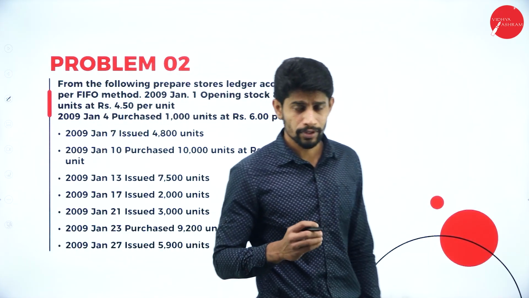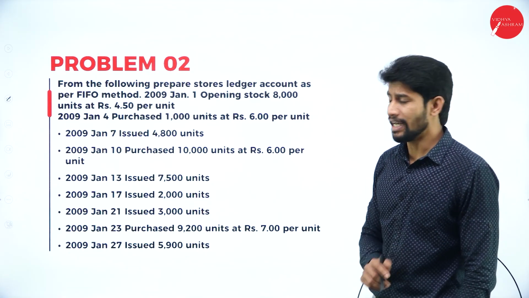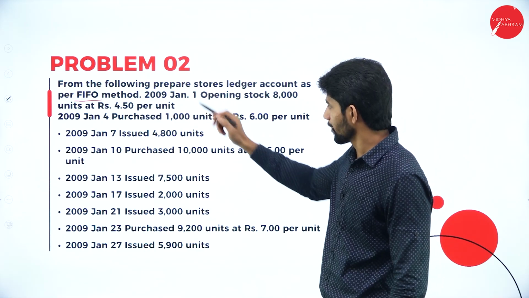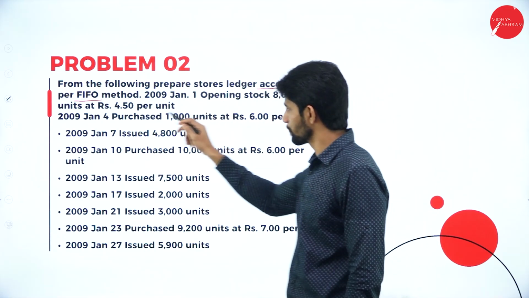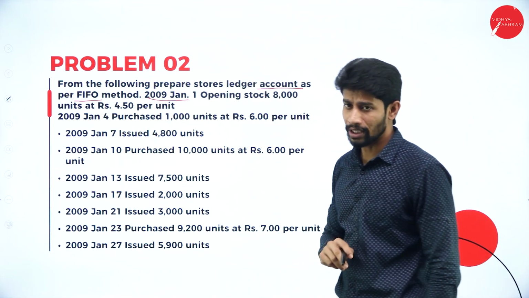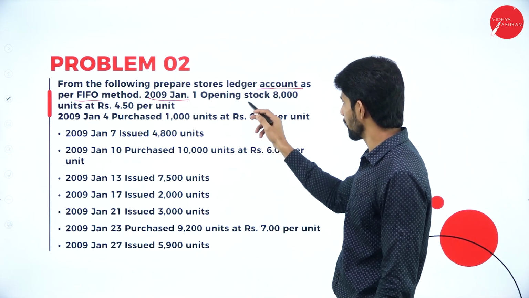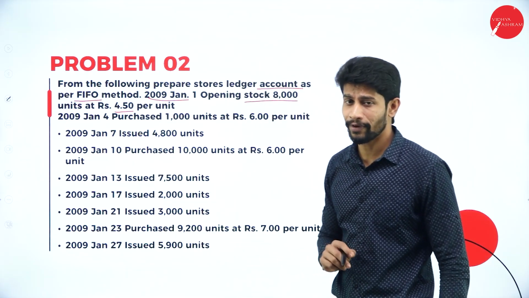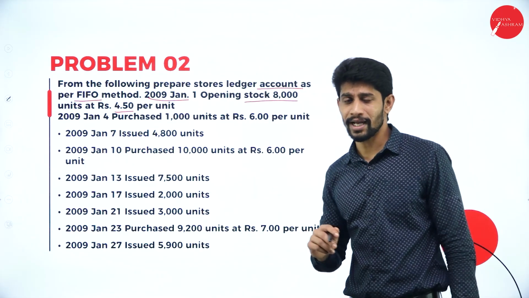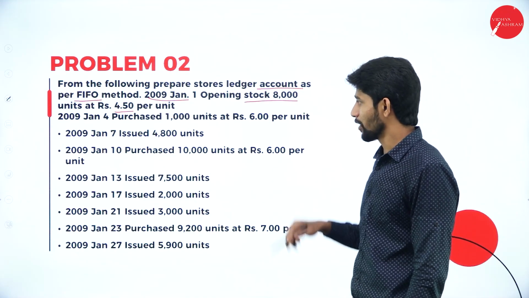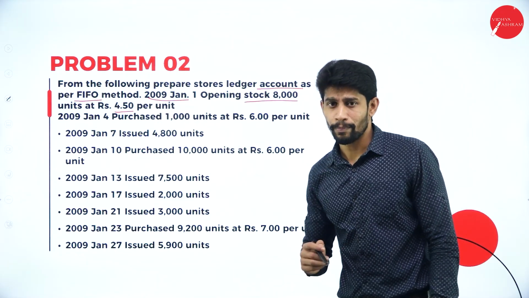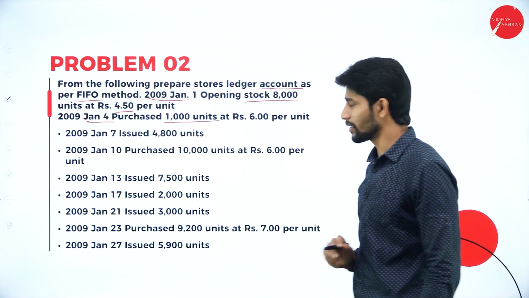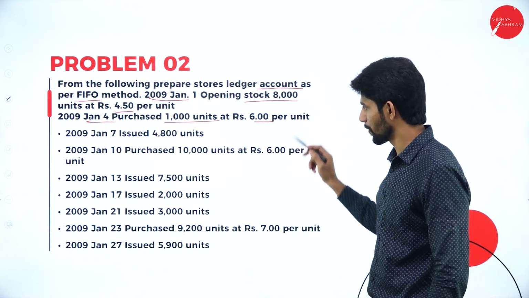Yes, in this problem also we are supposed to find out the store's ledger under FIFO method, that is first in, first out. So from the following, prepare stores ledger account as per FIFO method. As 2009 Jan 1st, opening stock is 8,000 units at rupees 4.5 per unit. So what is the opening stock on 1st Jan? It is 8,000 units at rupees 4.5 per unit. And on 4th Jan, purchased 1,000 units at rupees 6 per unit.